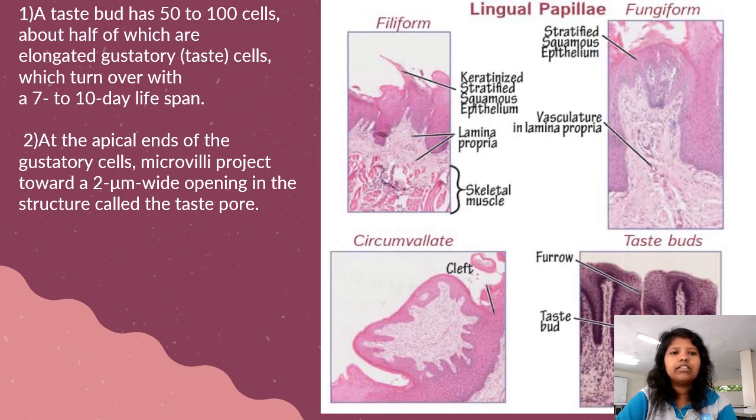A taste bud has 50 to 100 cells, about half of them elongated gustatory cells, which turn over with a 7 to 10 day lifespan. At the apical end of the gustatory cells, microvilli project to a wide opening in the structure called the taste pore.